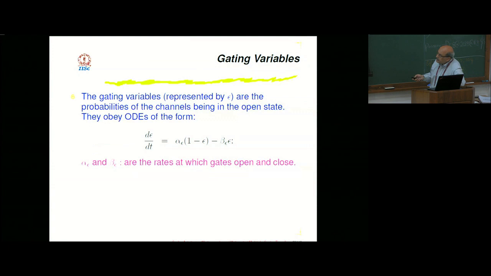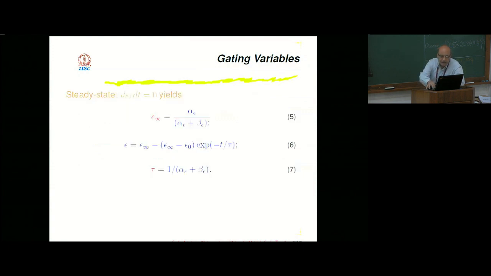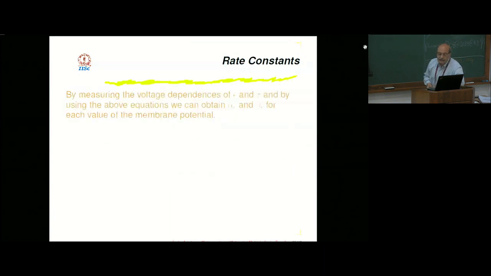And then these alphas and betas are the rates at which the gates open and close. And you can solve for the asymptotic state. How do you get these alphas and betas? Well, you get them from measurements. These are so-called patch clamp measurements. And they depend in a very nonlinear way on the membrane potential V. It is so complicated, I'm not going to write it down and refer you to any one of the standard papers.